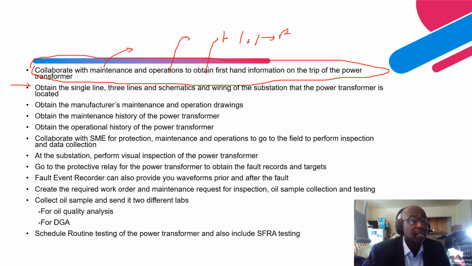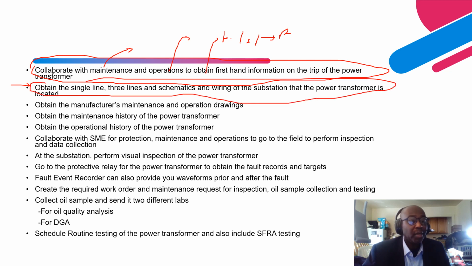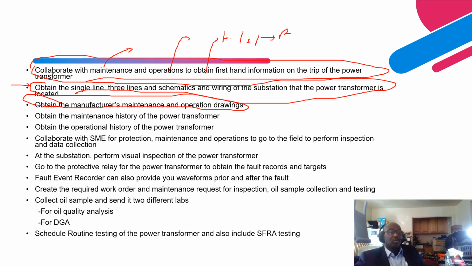So next, you obtain a single line drawing, schematics, and wiring of the substation where the power transformer is located. Very, very important. Then you need to obtain the manufacturer's maintenance and operation drawings, and the manuals. Very, very, very important.